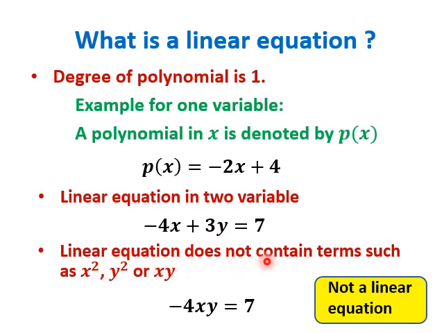A linear equation does not contain terms such as x square, y square or xy. You may be arguing that this particular equation, minus 4xy equal to 7, is a linear equation, but this is not. When we multiply two linear variables or divide them, it no longer becomes a linear equation. So this particular equation is not a linear equation, whereas this is a linear equation.